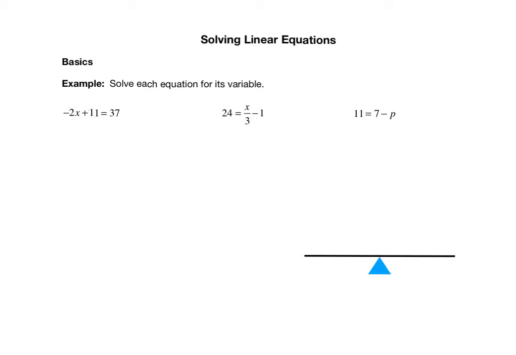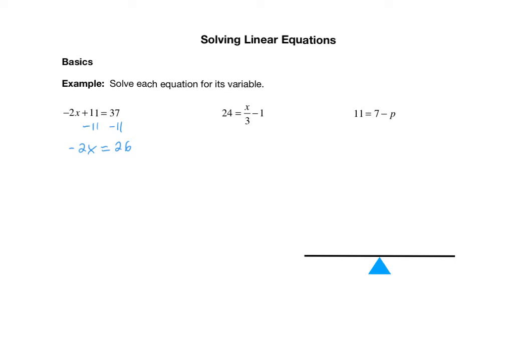So how do we undo adding 11? Well, we would want to subtract 11 from both sides. Again, you have to do it to both sides to maintain the balance. Balance is the key when solving equations. When you subtract 11 from both sides, we're left with just -2x on the left-hand side, and 37 minus 11 is 26 on the right-hand side.